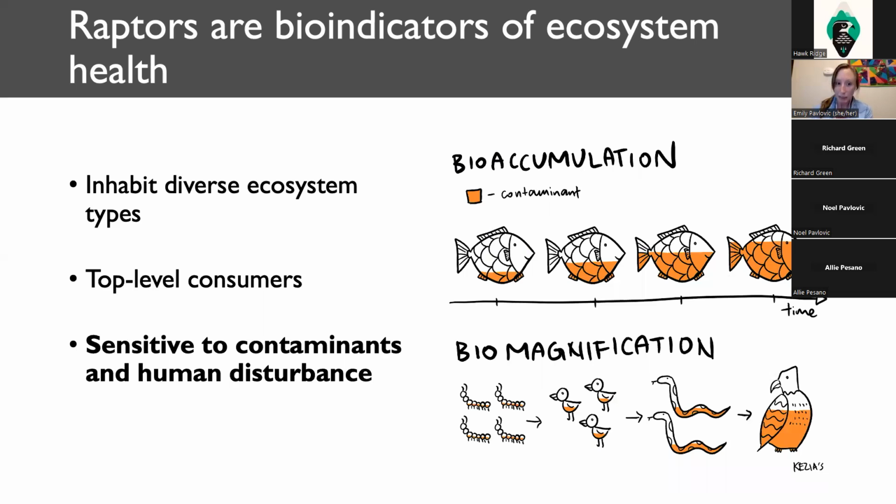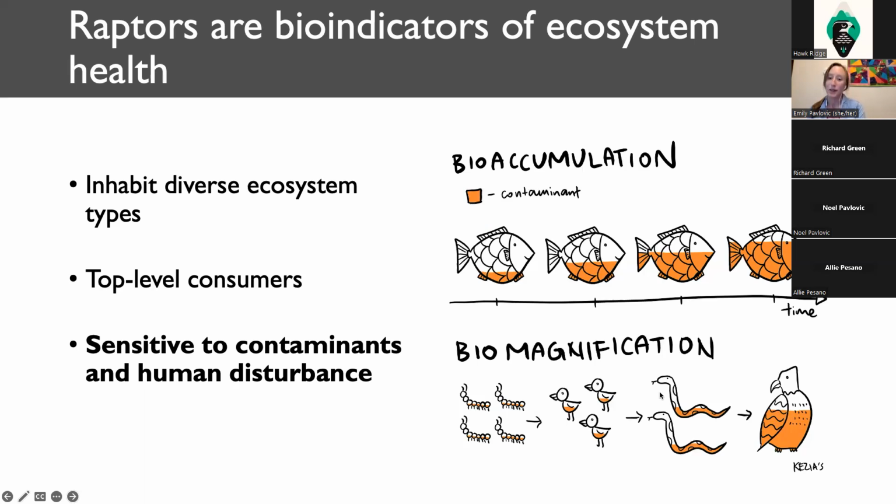So contaminants have this ability to bioaccumulate in the tissues of an individual over prolonged exposure, which is shown here with these fish. Over time, they're getting more of this contaminant in their tissue. And then within a food web, contaminants may biomagnify up trophic levels, causing raptors such as this eagle to have a higher dose of a contaminant compared to a lower level.